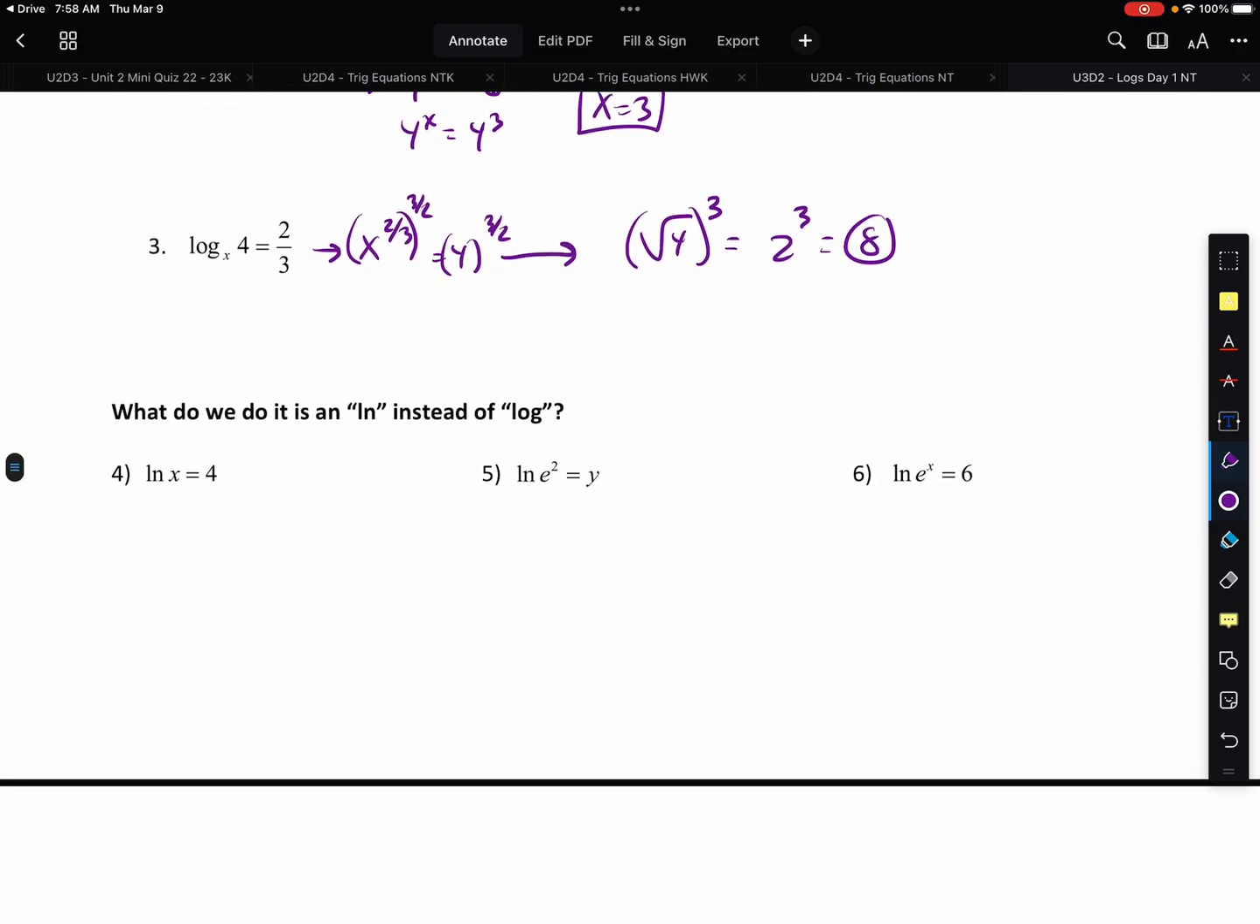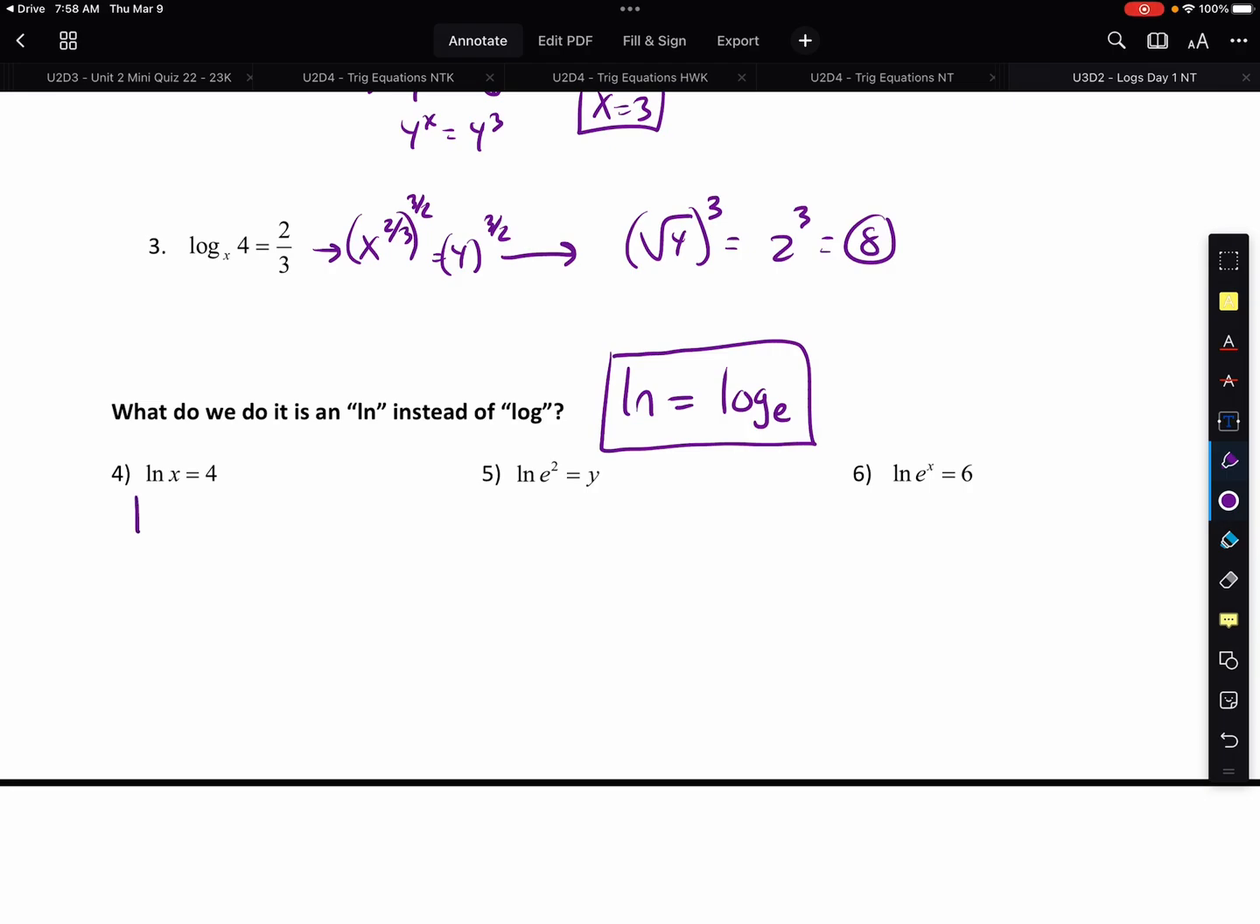Now, what about if we have ln? I always hear, oh, it's different. It is the most undifferent thing ever. So understand, ln is a log base e. They are logs. It's called a natural log on your calculator, it's ln, but it is a log base e.